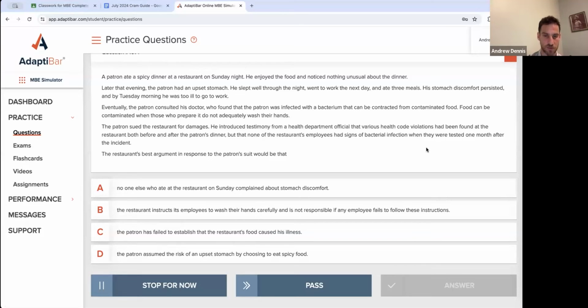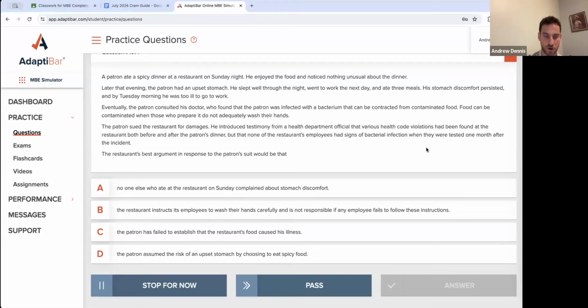The patron sued the restaurant for damages. He introduced testimony from a health department official that various health code violations had been found at the restaurant both before and after the patron's dinner, but that none of the restaurant's employees had signs of bacterial infection when they were tested 1 month after the incident.